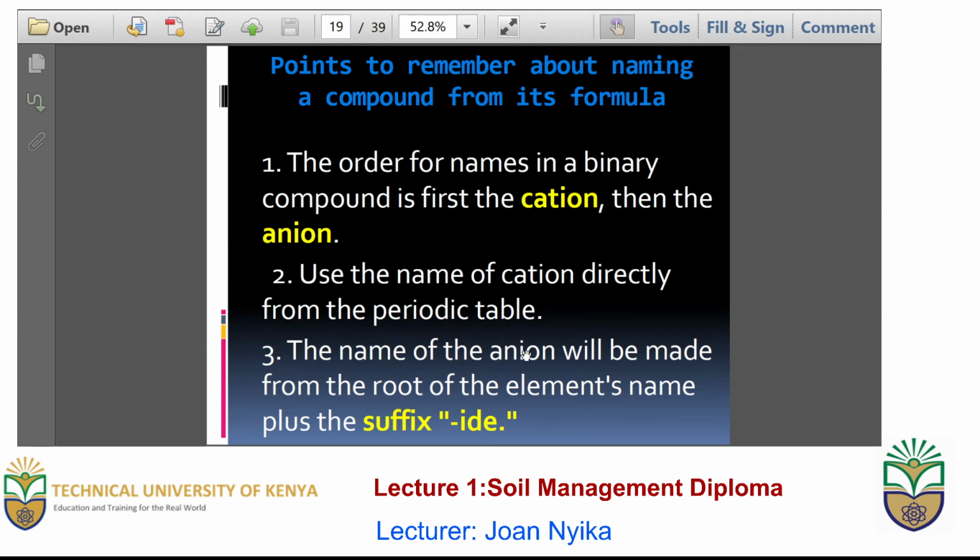Then the name of the anion or the non-metal will be made from the root of the elements in the periodic table plus the suffix IDE. As we have said, in the case of oxygen, it becomes oxide. In the case of fluorine, it becomes fluoride. In the case of chlorine, it becomes chloride.